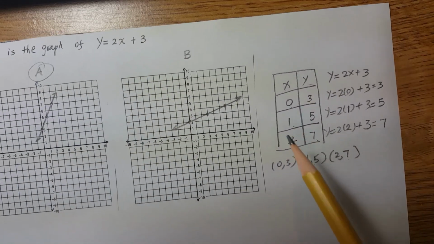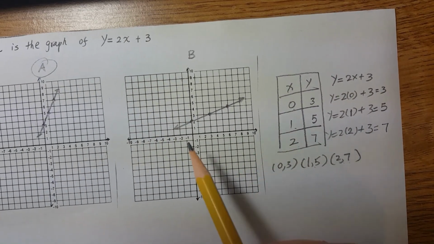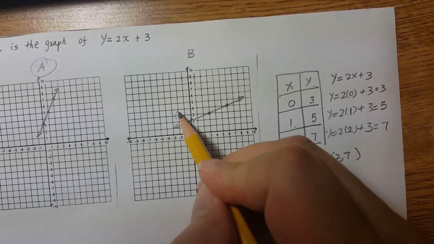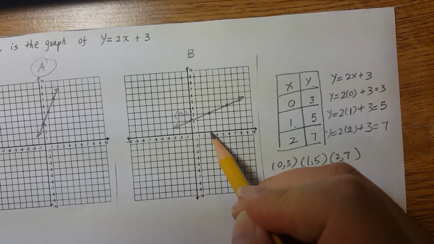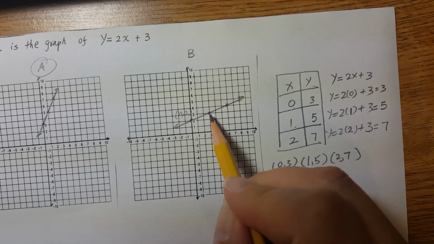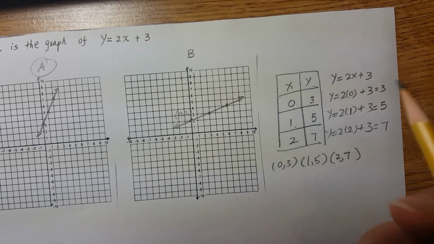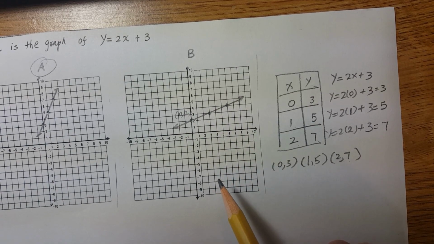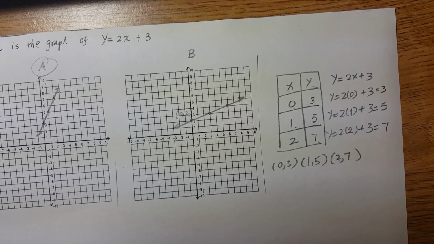And then, of course, B should not be the answer. You can check it. This is 0, 2. That's not good. At the 3, you should get a 3. The first point is already wrong, so the next 2 points should not be correct. Okay, so we finished.